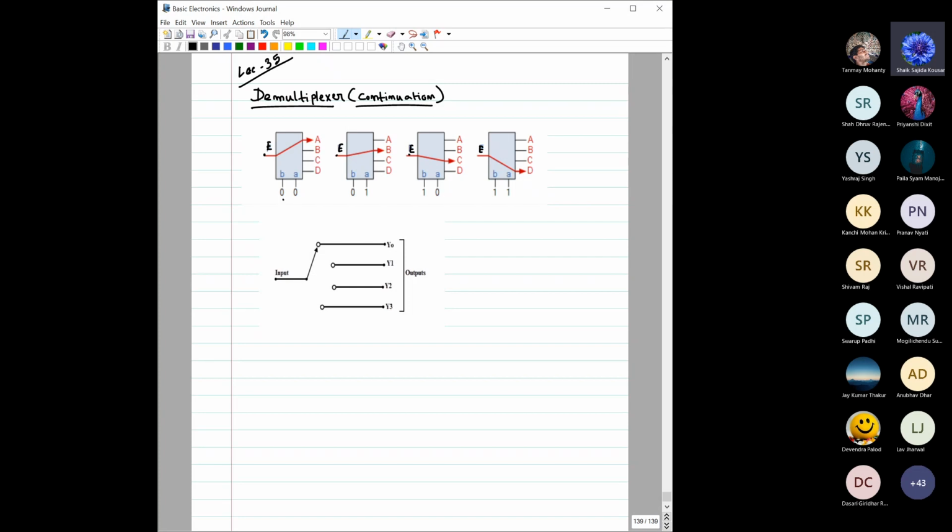When the selection value is 00, the data will be transferred to the first one, A. When it is 01, it will be transferred to B. When it is 10, it will be transferred to C. When it is 11, it will be transferred to D. So you can also assume the system as something like this, with outputs y0, y1, y2, y3.